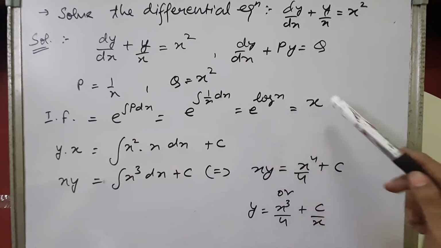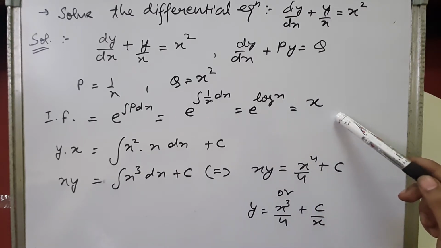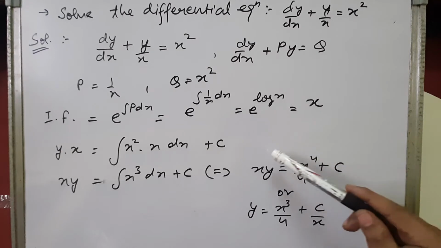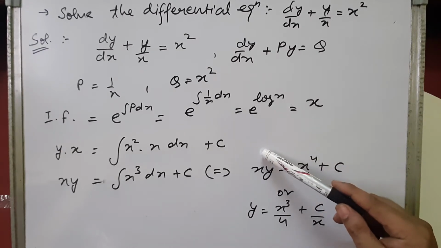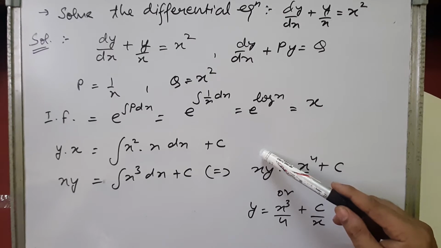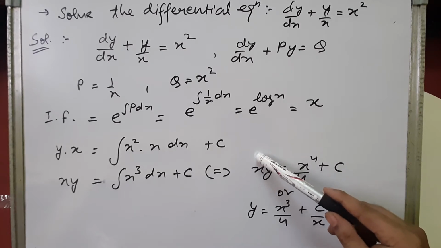e to the power log x is x. So the value of integrating factor is x. Now what is the solution of the linear differential equation in y? It is y into integrating factor equals to integration of q into integrating factor dx plus c. That's what you have studied, the third step, by writing the final solution.